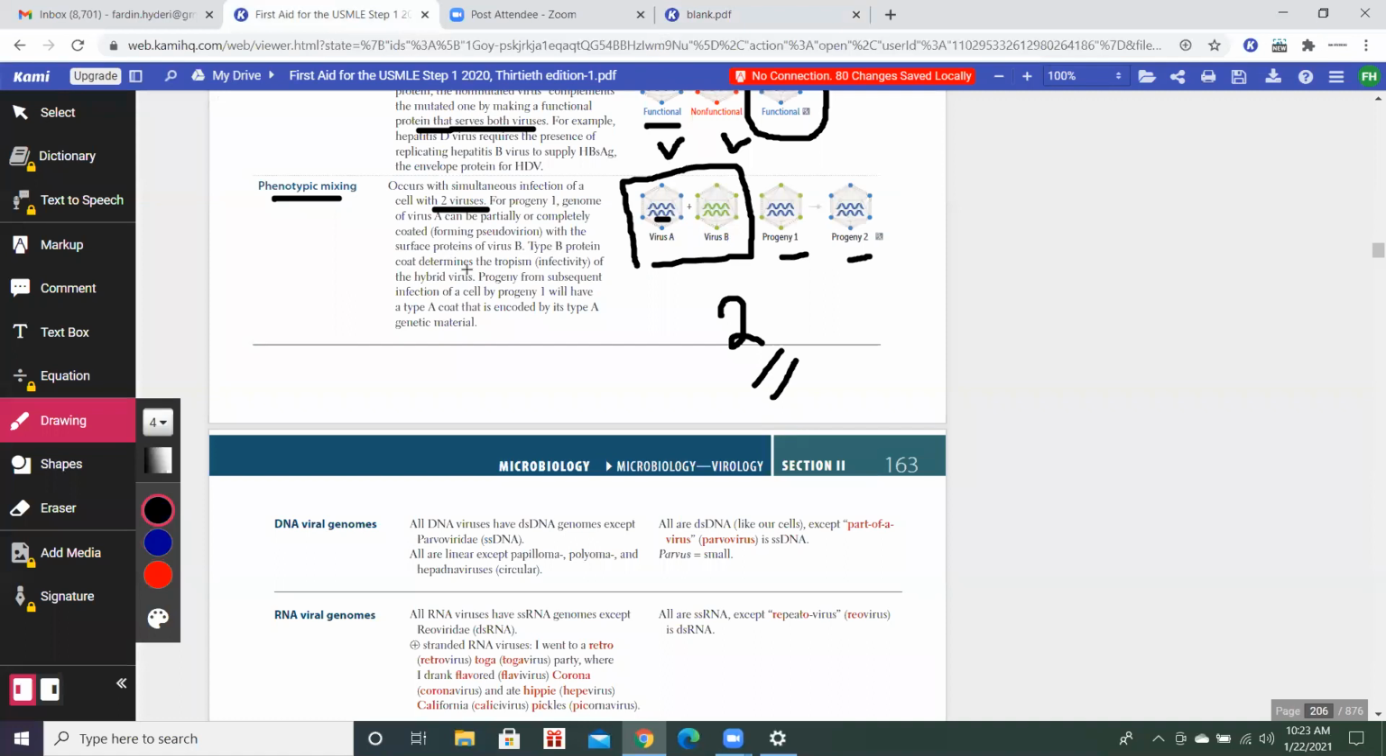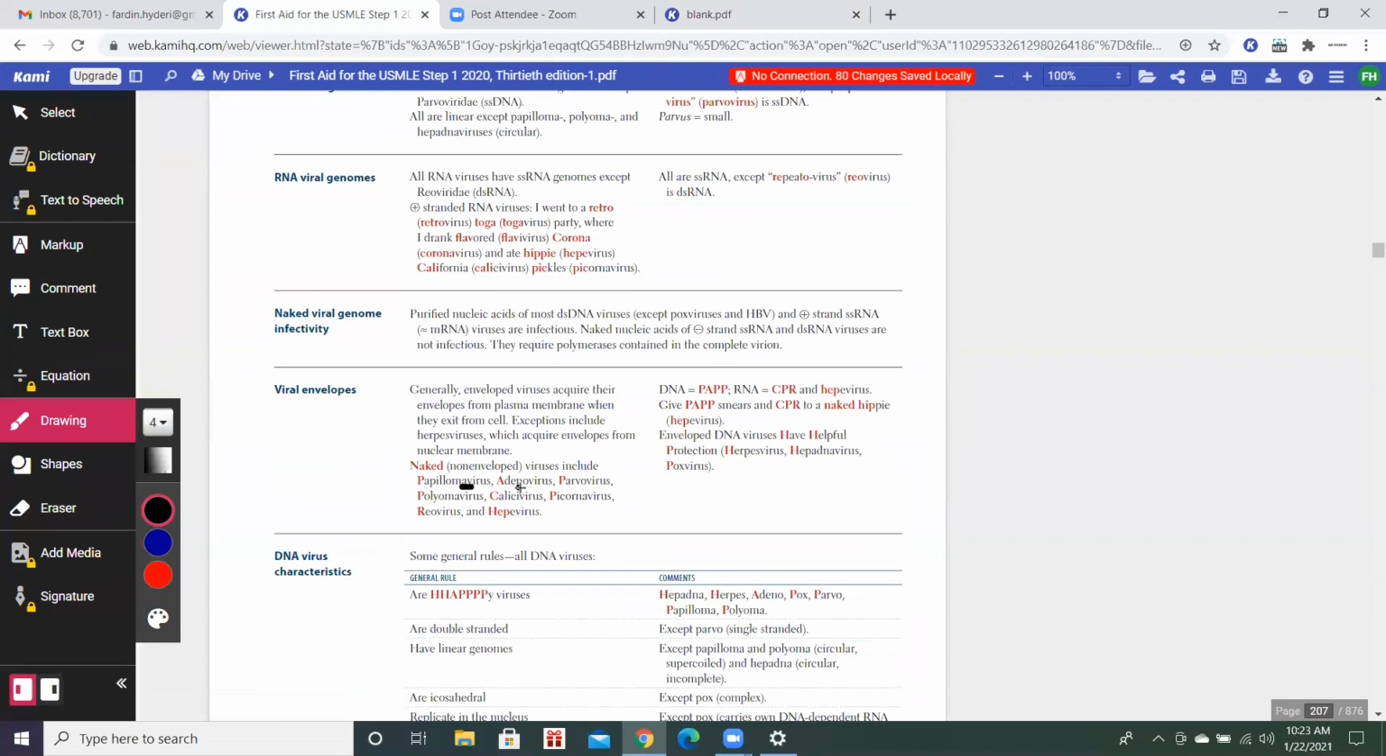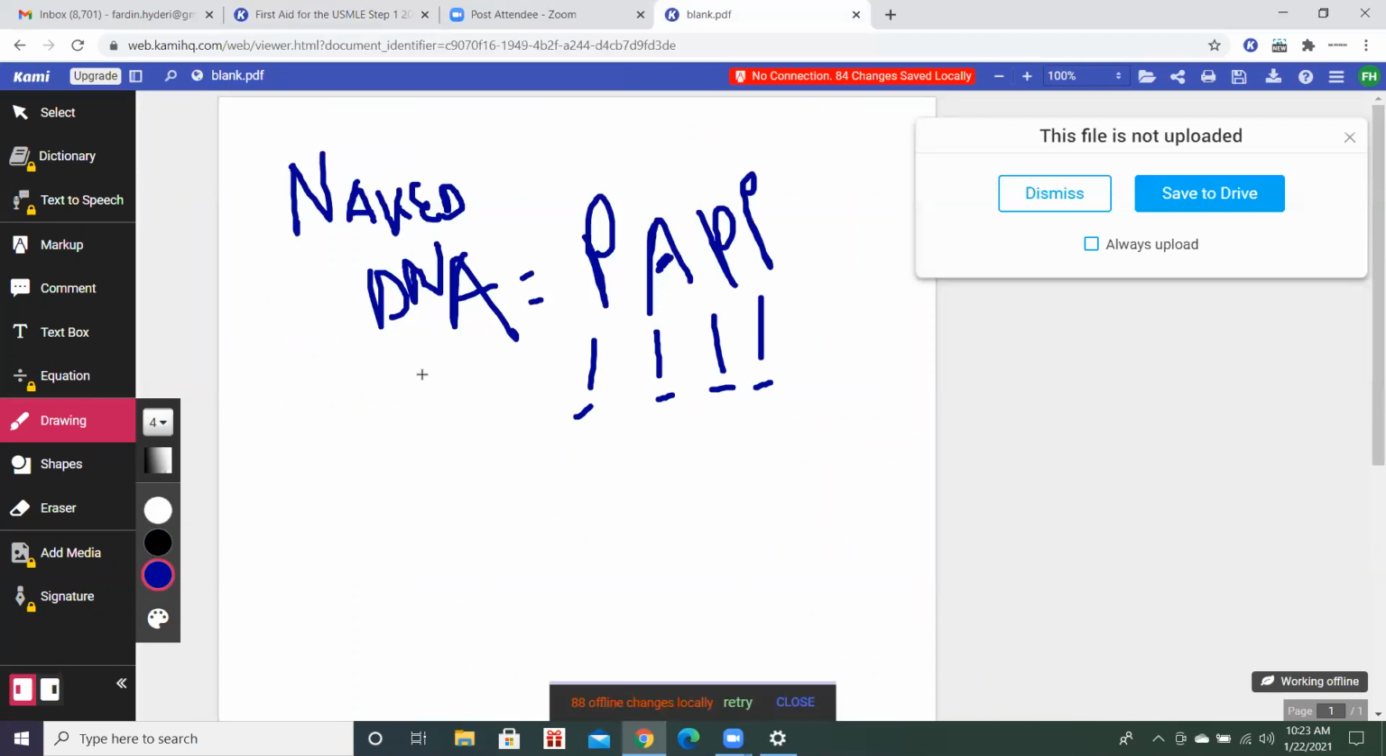Yes, so it's papilloma, adenovirus, parvo, and polyoma. So that's that. These are the naked DNA viruses. And naked RNA virus is CPR. Okay, naked RNA virus is CPR.